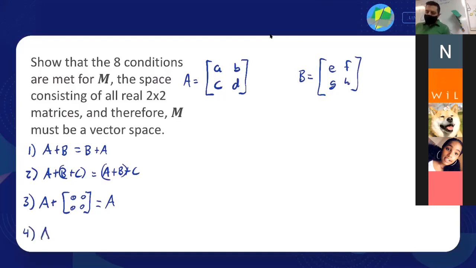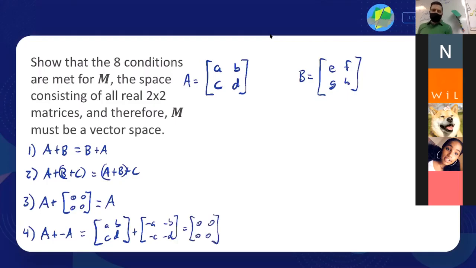For A plus negative A, right? If I did A, B, C, D plus negative A, negative B, negative C, negative D, I will get 0, 0, 0, 0. Okay, for any matrix A, I could find you a negative A. Okay, and you could list anyone you want. I could give you a negative version of that, that's going to work. Okay, number 5.